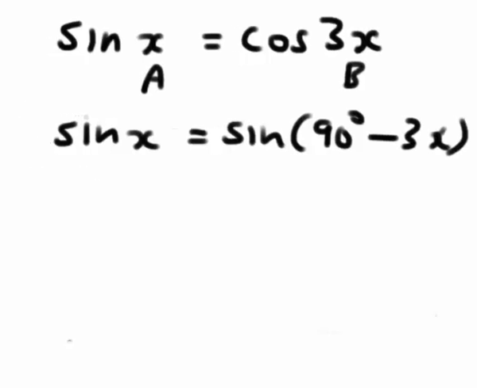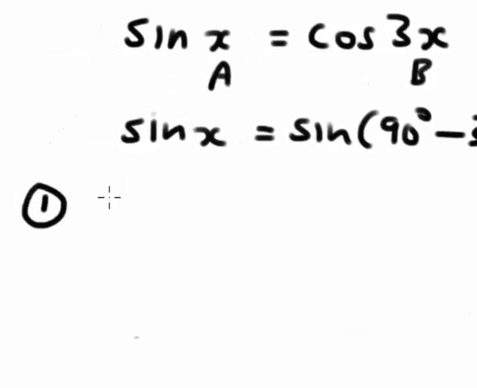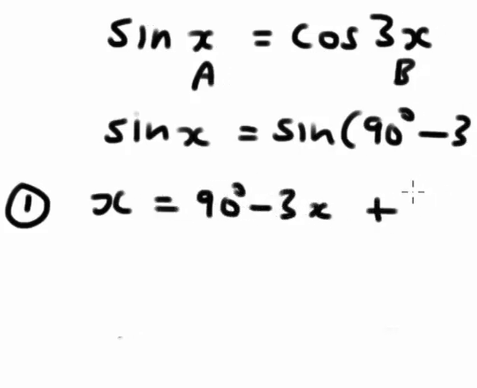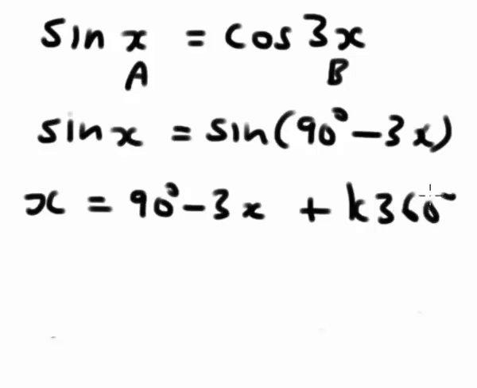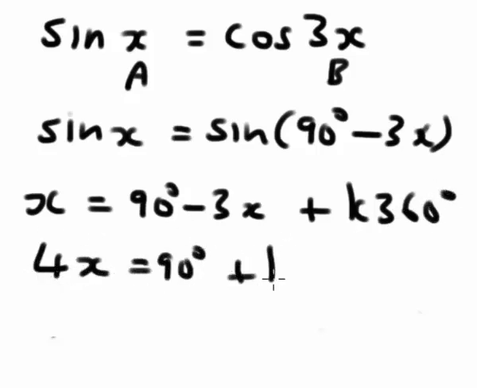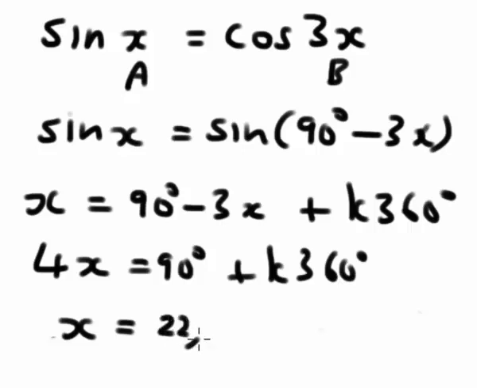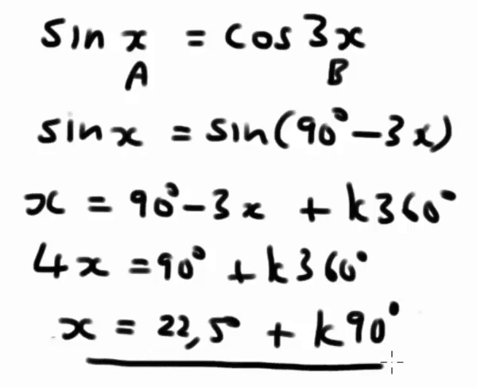Now, what is sine? There's two options for sine. The one said drop the sines, and then add k 360. That's the one option. So then you get 4x is 90 plus k 360, and divide everybody by 4. So x would come to about 22,5 plus k 90 as your one option there.